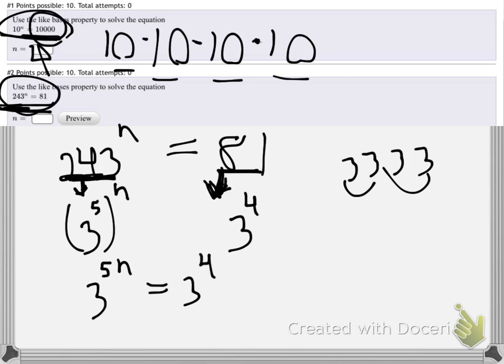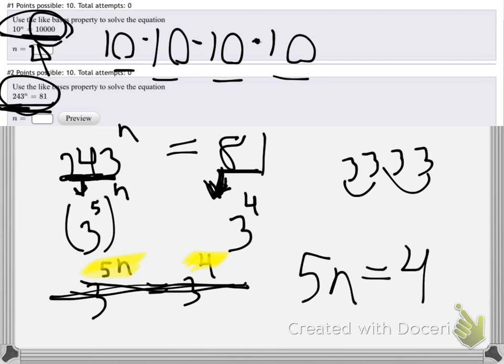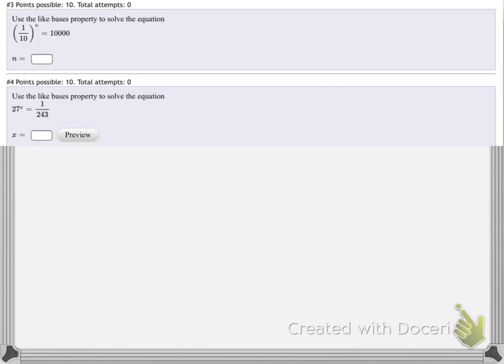And by like basis property, the only way these expressions are equal is if their exponents themselves are equal. So we don't need the 3s at that point. We'll just be looking at the 5n equal to the 4, just the exponents. And so we'll say, well, 5n must equal 4, and then I would just divide out the 5 and get n equals 4 over 5. In my case, that's what I would do.